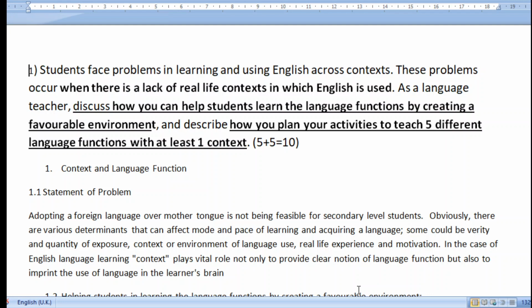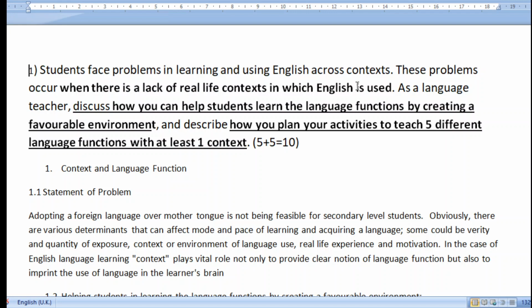Look here. You have been given the actual reason or cause why students face problems in learning and using English across context. You can see I have bolded this statement: when there is a lack of what? Real life context in which English is used. That means while answering these questions, we have to focus on how to use and when to use real life context, especially dealing with the English language. So this is the background.